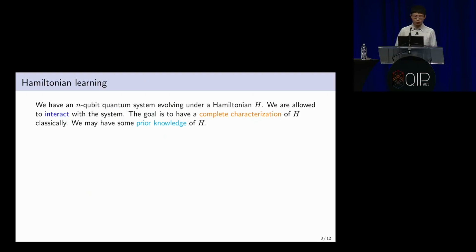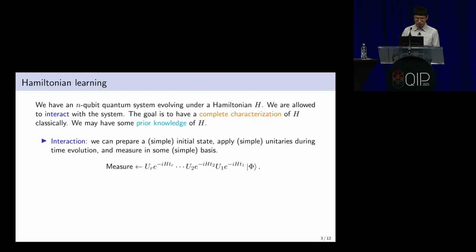So Hamiltonian learning is as follows. We have an n-qubit quantum system evolving under a Hamiltonian H. We are allowed to interact with the system, and the goal is to have a complete characterization of H classically. You might imagine, if you don't know anything about H, this may be an impossibly hard task, so we may require some prior knowledge of H. Let me explain what each of these points mean.